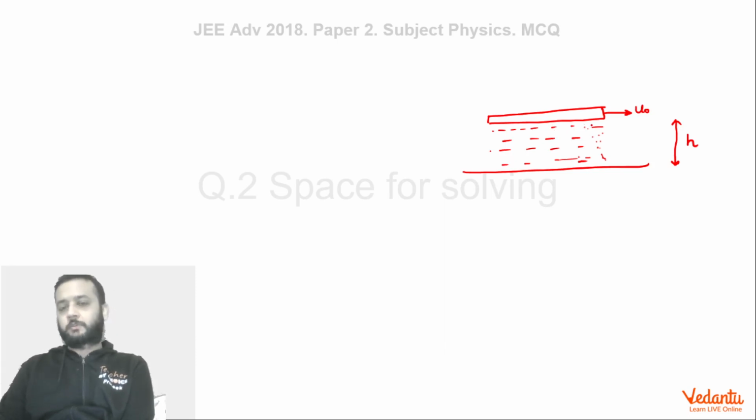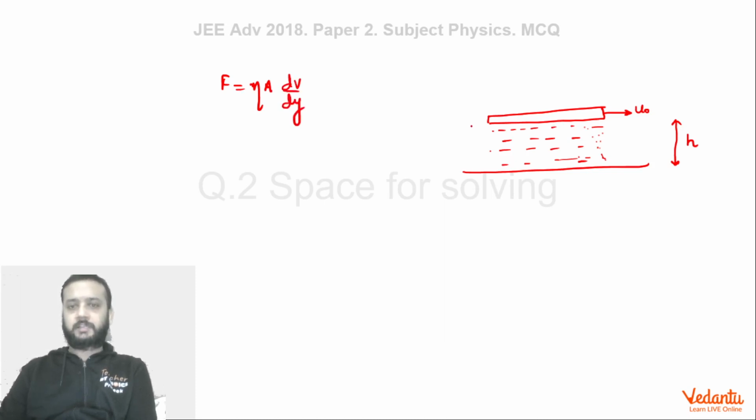Okay, so we can say that the force in this case is nothing but eta, the coefficient of viscosity, into area A of the plate, which is the base area of the plate, into dv by dy, which is the velocity gradient. We are calling this axis the y-axis. Since h is very small, we can consider this as a linear velocity profile. So dv by dy will simply become u naught upon h. This will be the resistive force acting on this plate.